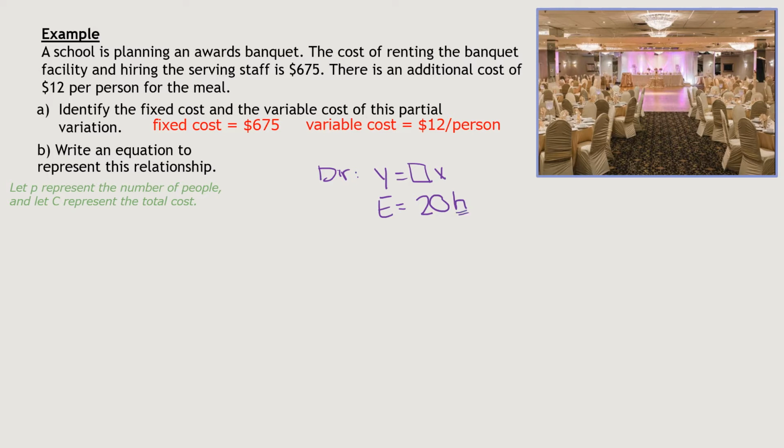So you work 2 hours, you put a 2 there. You work 15 hours, you put a 15 there. So direct variation looks like that. What we're doing now is partial variation, which is also sometimes called indirect variation. Partial variation, its equations look like this.